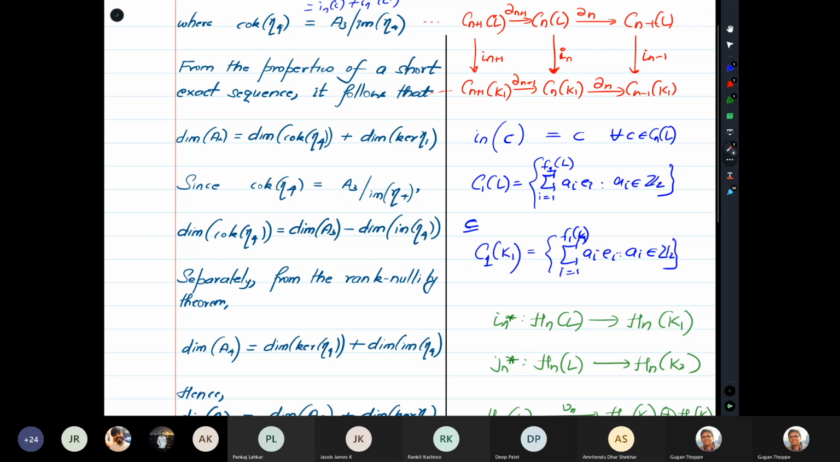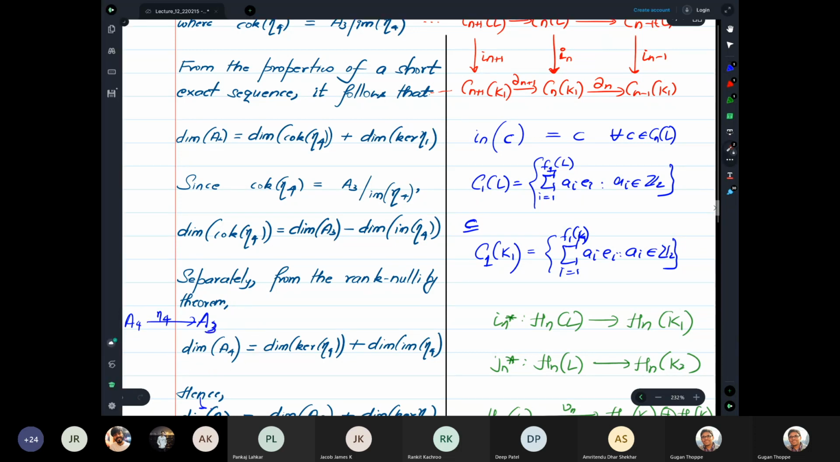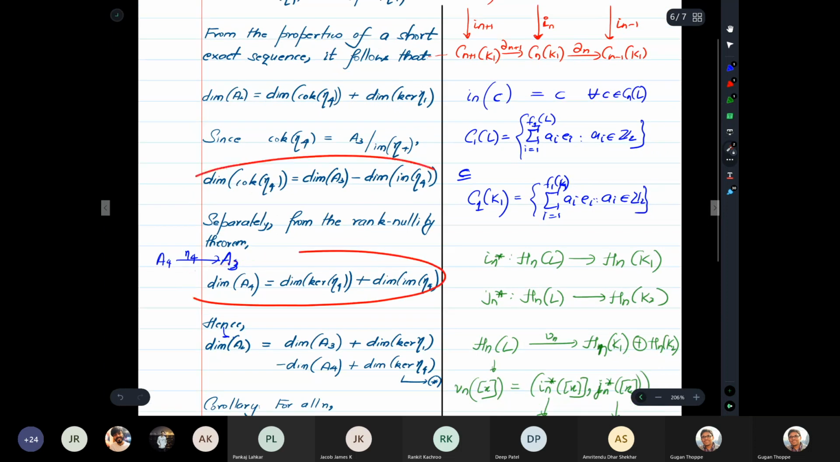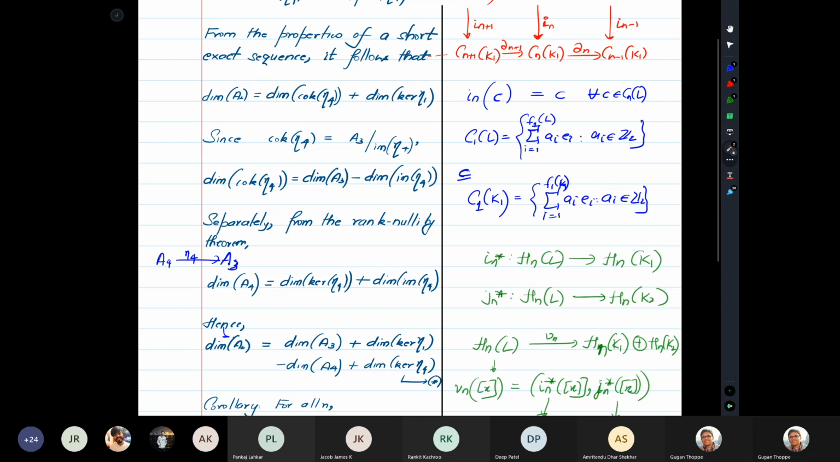And separately, from the rank-nullity theorem, it follows that whenever you have a map like this, so let's say you have A4 and you have eta 4 over here, then the rank-nullity theorem says that the dimension of this original vector space must equal the dimension of the kernel of this map plus the dimension of the image of this map. Okay, so this is the rank-nullity theorem, right? And hence, by combining all these relations, it follows that the dimension of A2, which I have copied directly over here, the dimension of co-kernel of eta 4, I have replaced by dimension of A3 minus dimension of image of eta 4, right?